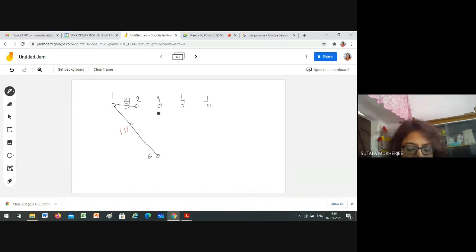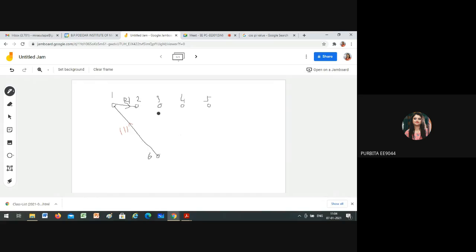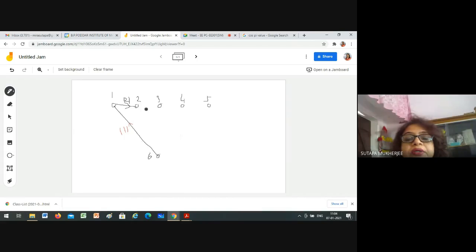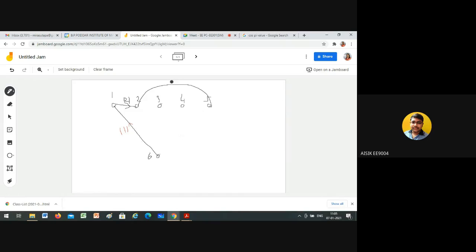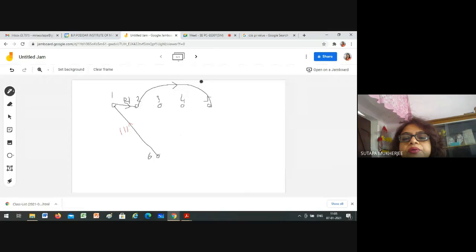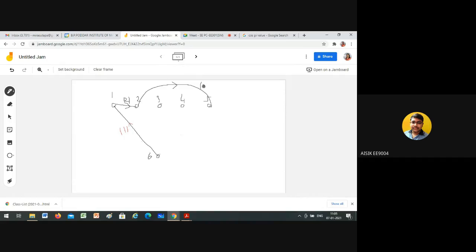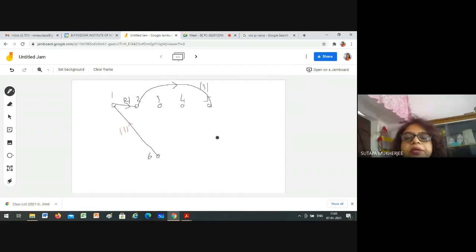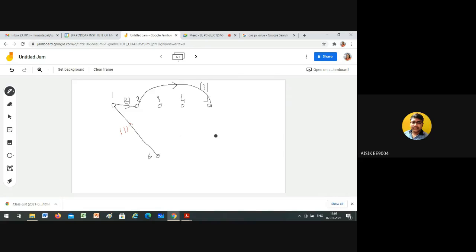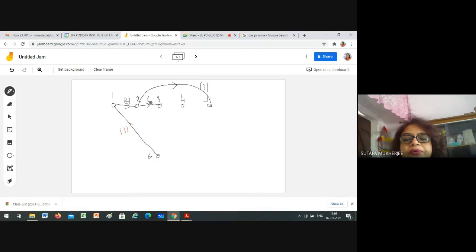Now branch number 3: node 2 to 5. Away from 2. So this is branch number 3. Branch 4 will be 2 to 3, logically associated. This is branch number 4.